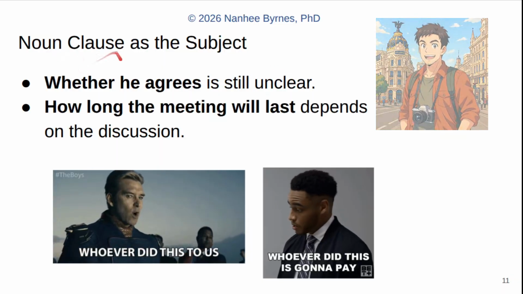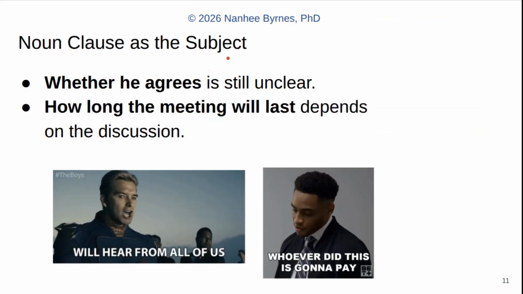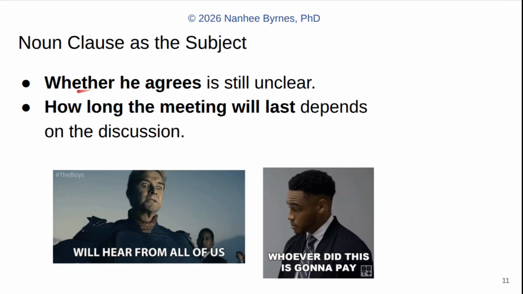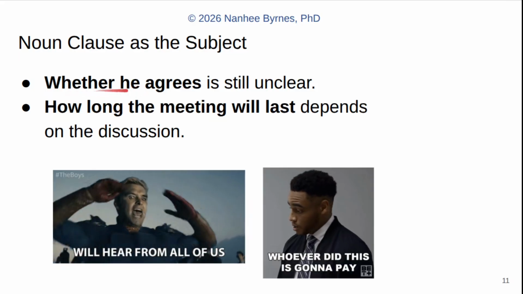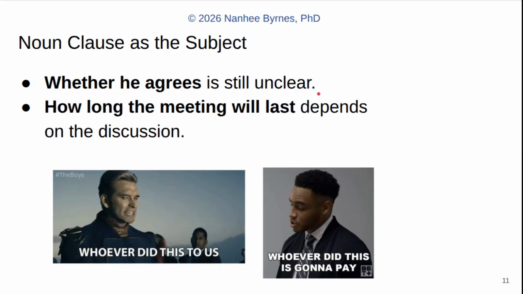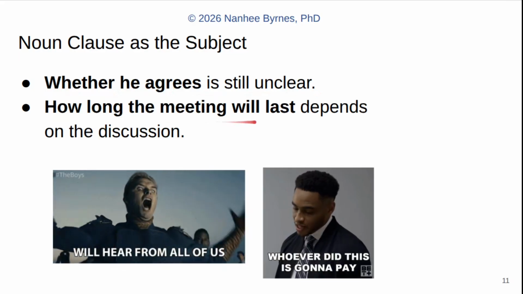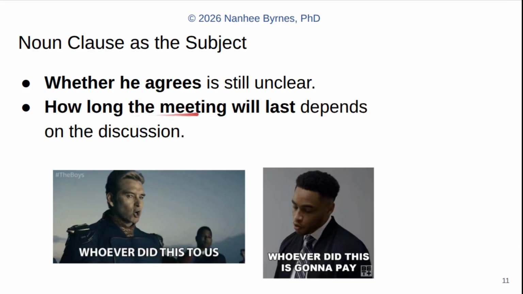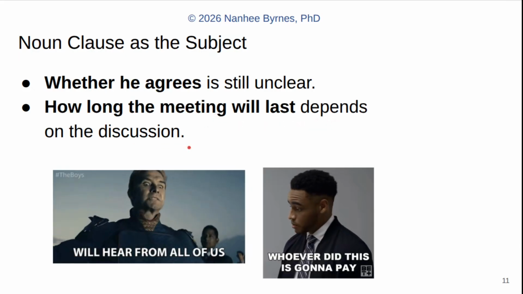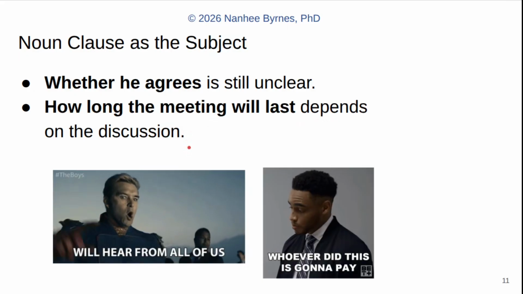Let's look at specific examples. First, a noun clause can function as the subject. For example, whether he agrees is still unclear, or how long the meeting will last depends on the discussion. In both sentences, the entire noun clause acts as the subject.